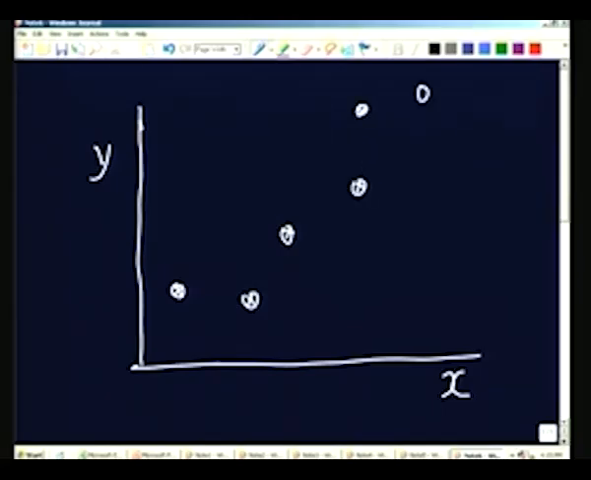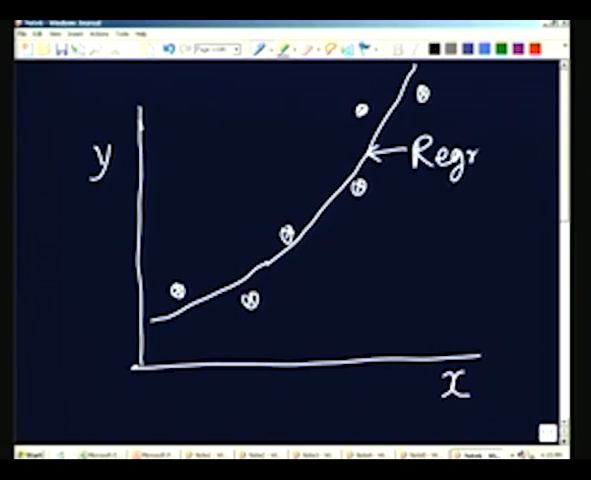So, let us take data points like this, and the relationship, the regression line or the regression curve, is like this. This is your regression. I will say generally line also includes a straight line, it also includes a curved line.